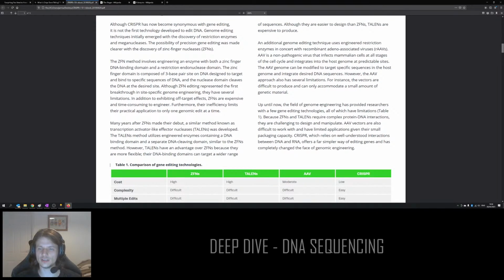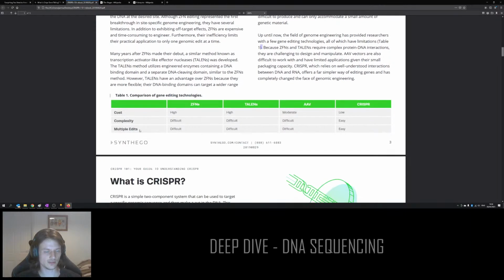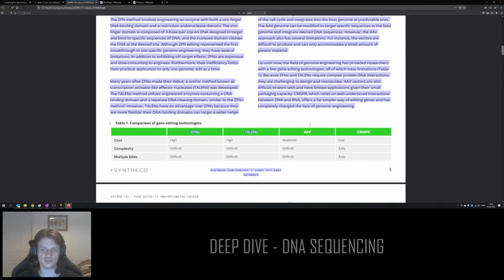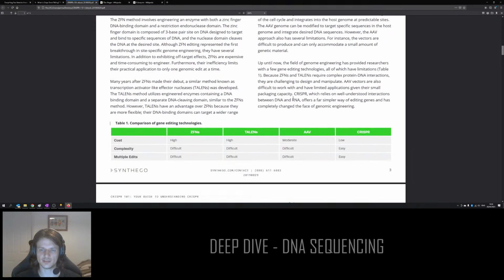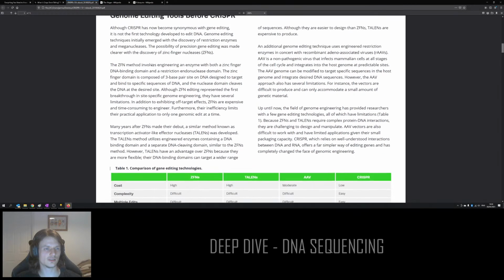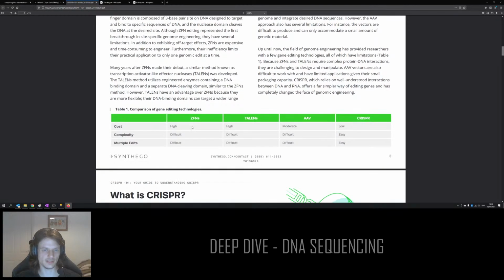Up until now, the field of genome engineering has provided researchers with a few gene editing technologies, all of which have limitations. Table 1. Let's have a look. CRISPR: low cost, complexity easy, multiple edits easy. What was that again? AAV: adeno-associated viruses. TALENs: transcription activator-like effector nucleases. Zinc fingers. Because ZFNs and TALENs require complex protein-DNA interactions, they are challenging to design and manipulate.